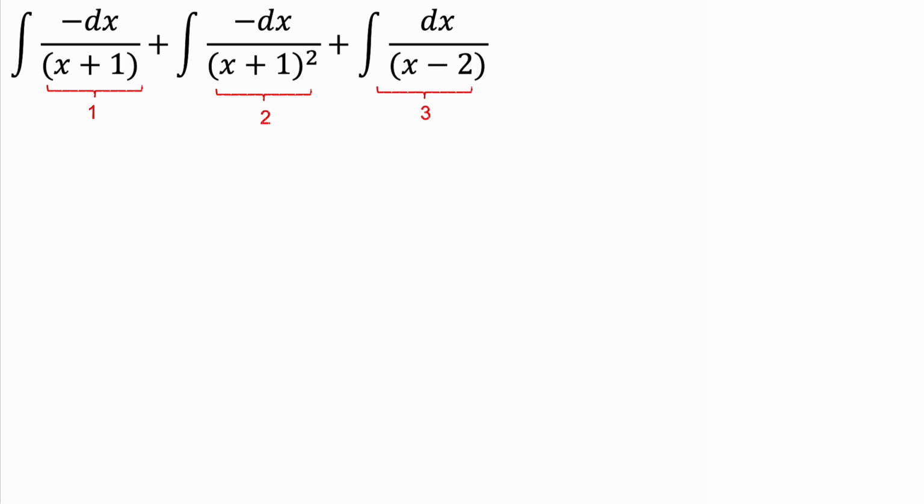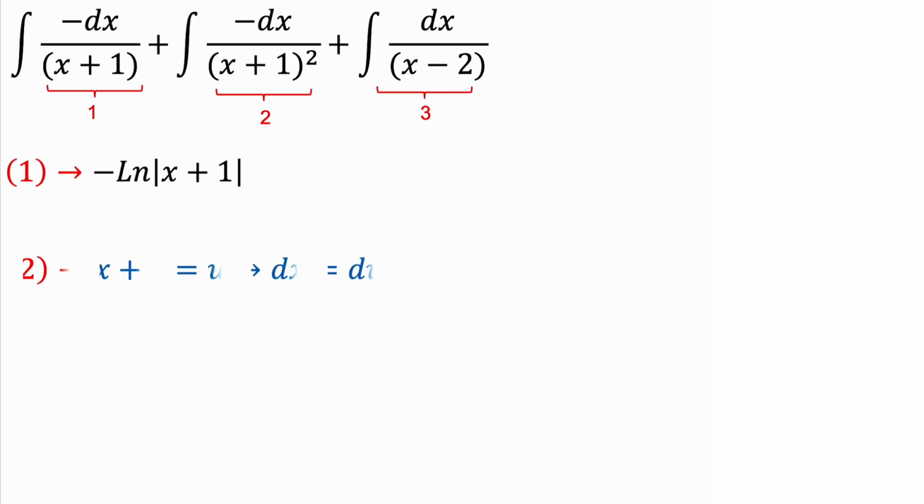Okay, we have three fractions to consider. The first one is negative dx over x plus 1. This is our very first integral. Negative dx divided by the quantity x plus 1 squared. For a and b, I substituted -1. And 1 over x minus 2. This is our third integral. The first integral with its first degree denominator becomes, by the rule, negative natural logarithm of x plus 1.